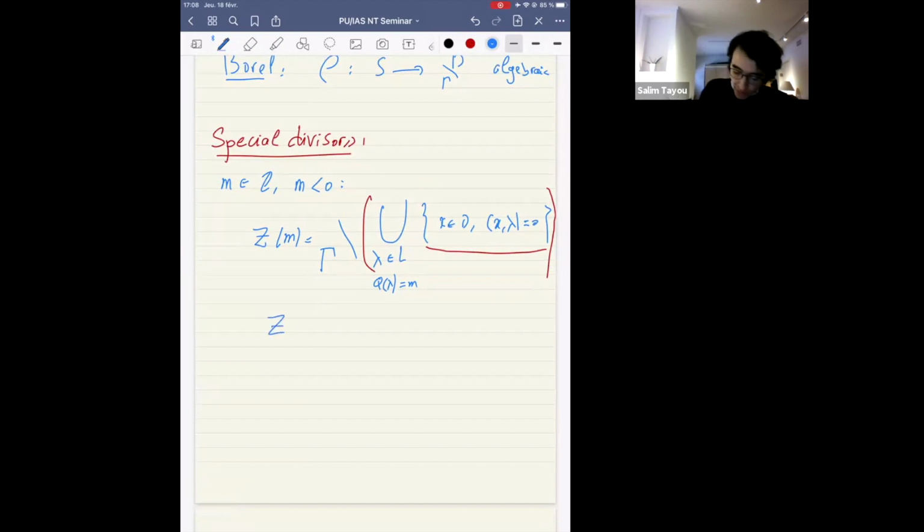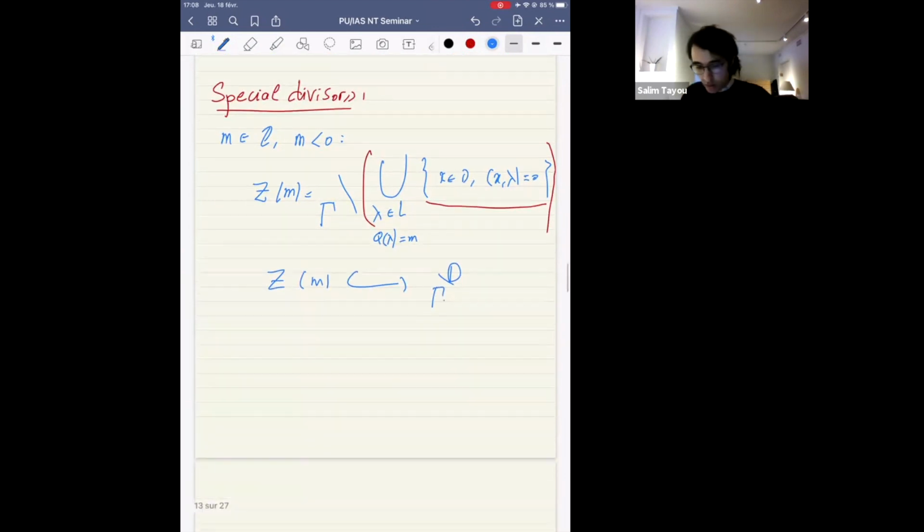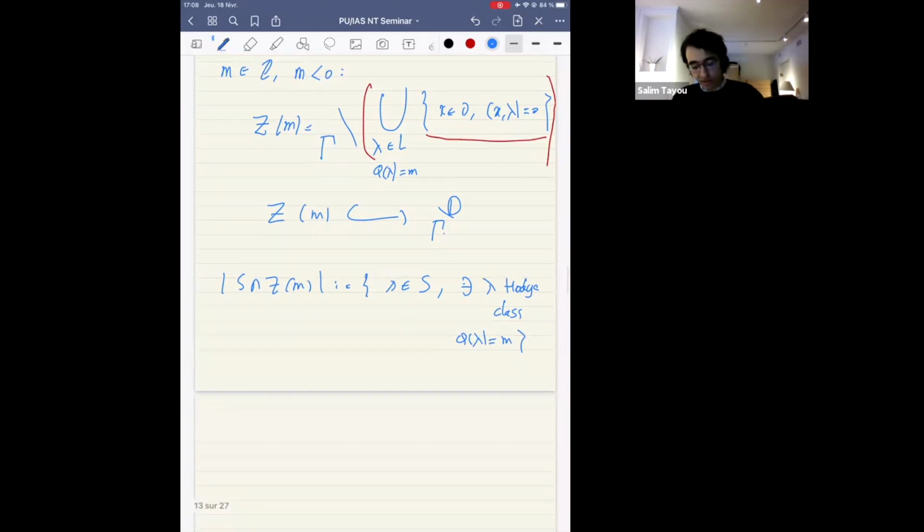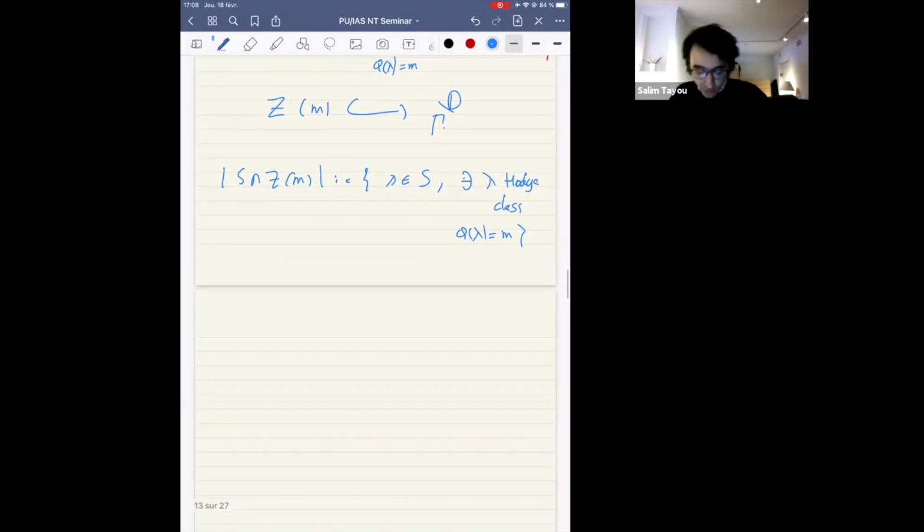So Zm is again an algebraic subvariety of D mod gamma, and the intersection of S with Zm is exactly the set of points S in S such that there exists lambda, which is a Hodge class, and Q of lambda is equal to M. So this set-theoretical intersection is this one. Actually, this is not true, because if you count with multiplicity, every point S is counted as many times as there are Hodge classes of square M that appear on it.